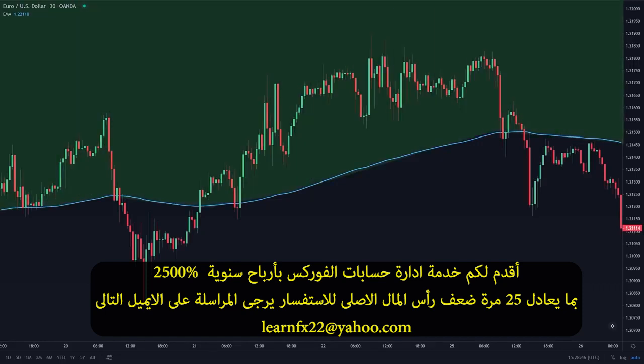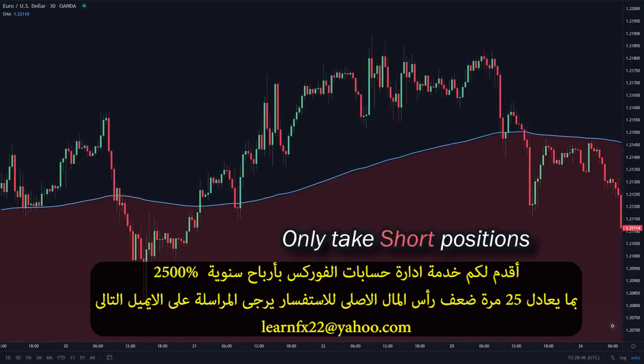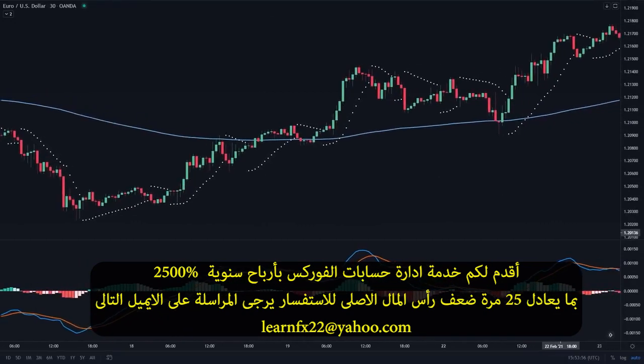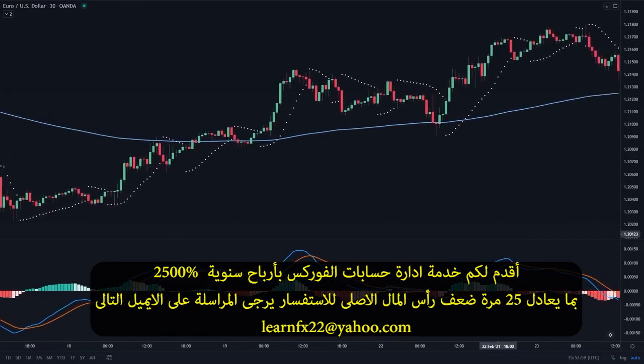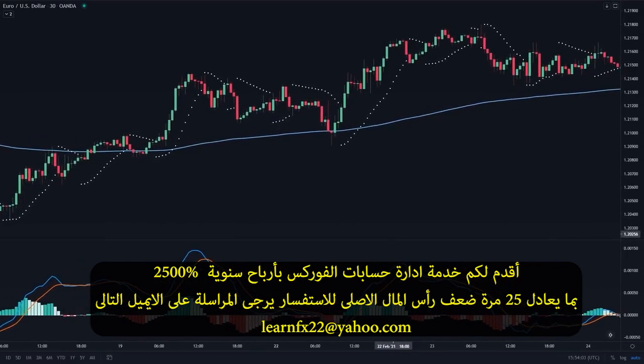If the price is above the 200 EMA, it indicates that the market is on an uptrend, so we only take long positions. And if the price is below the 200 EMA, it indicates that the market is on a downtrend, so we only take short positions. And so, we have discovered all the 3 indicators that we're going to be using. So now, this is how you trade the full strategy.